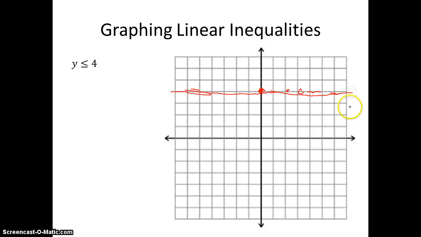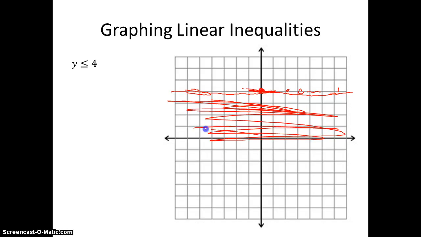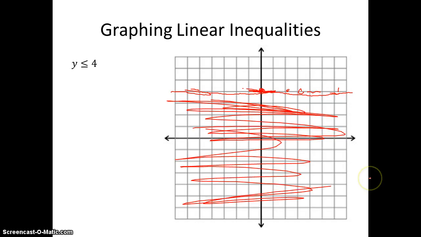Right? If I choose any point along this line, aren't I equal with y equals 4? Yes. Now y has to be less than or equal to 4. Well, which values along my y-axis are less than 4? Well, the ones below it. So I shade everything below. All right, and so there you go, graphing linear inequalities.